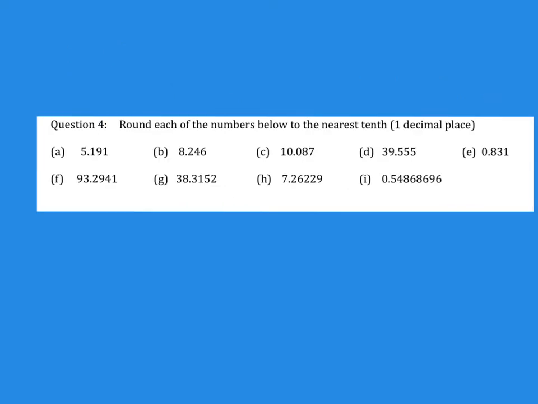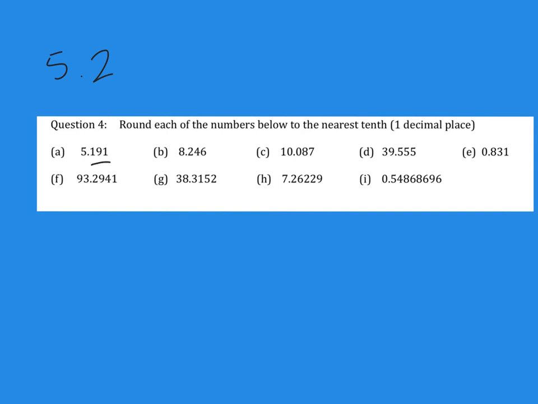Okay, so this is the last set of examples. I'm just going to model their completion for you so that hopefully you have a good understanding of how to complete these tasks before you begin your assignment today. So again, rounding each number to the nearest tenth, which is 1 decimal place. The first example is 5.191. What I'm going to concentrate on is the next 2 digits, the 5.19. Is it closer to 5.1 or 5.2? It's going to be closer to 5.2, because 19 is closer to 20 than it is to 10.